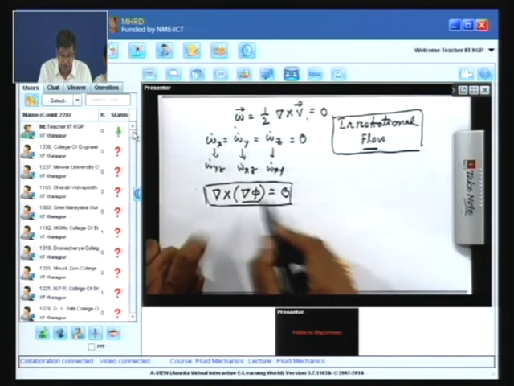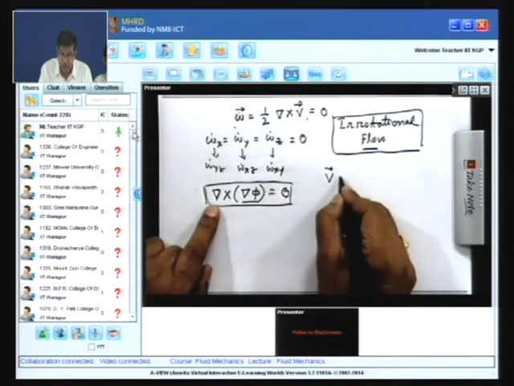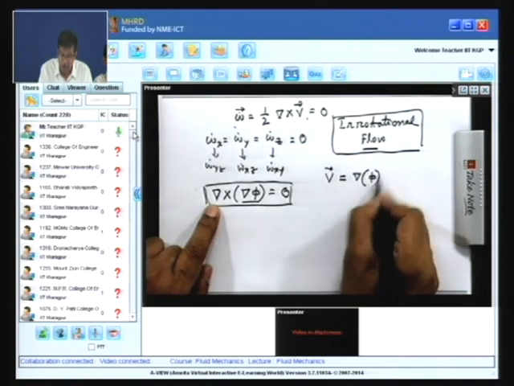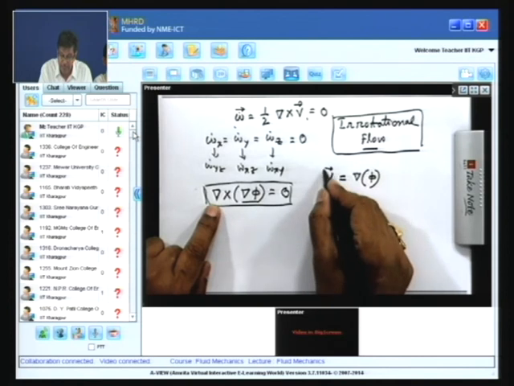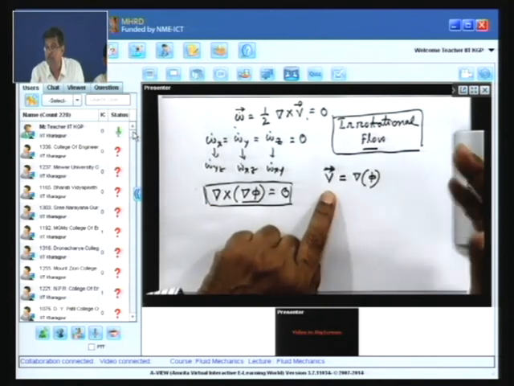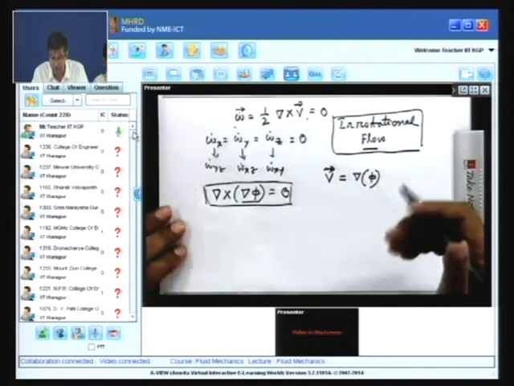So if you compare, this is a vector relation. So if you compare with that, then we can tell that V can therefore be expressed as the gradient of a scalar function. And when a vector is expressed as a gradient of a scalar function, here it is V, this field is known as conservative field, where the velocity is derived from the gradient of a scalar function and the velocity field is known as conservative velocity field.